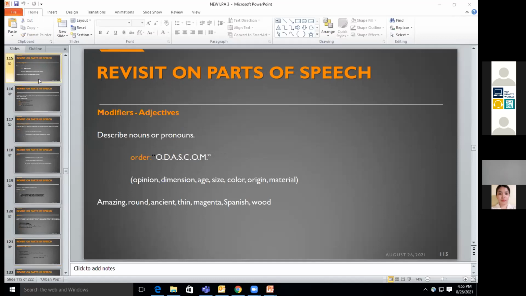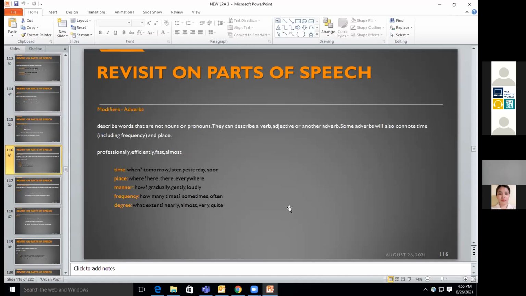Next. Oh, sorry. Modifiers, adjectives, describe nouns or pronouns. The order is OSASCOMP, or ODASCOM: opinion, dimension, age, size, color, origin, material. Sample: amazing, round, ancient, thin, magenta, Spanish, wood. Next, modifiers as adverbs. Describe words that are not nouns or pronouns.